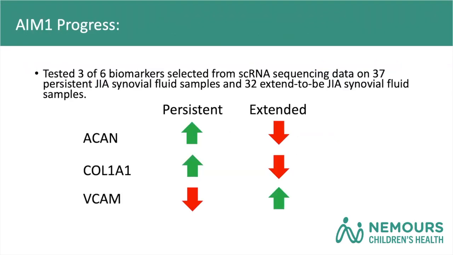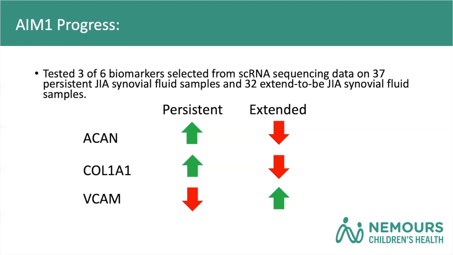So our goal was to translate expression of these secreted proteins by the chondrocyte subpopulation in our FLS to detection in synovial fluid. As expected, aggrecan or ACAN and collagen 1 are overexpressed in the synovial fluid from 37 persistent JIA samples compared to 32 extended-to-be JIA samples, and vascular cell adhesion molecule or VCAM is overexpressed in the synovial fluid from extended-to-be JIA compared to the persistent JIA.